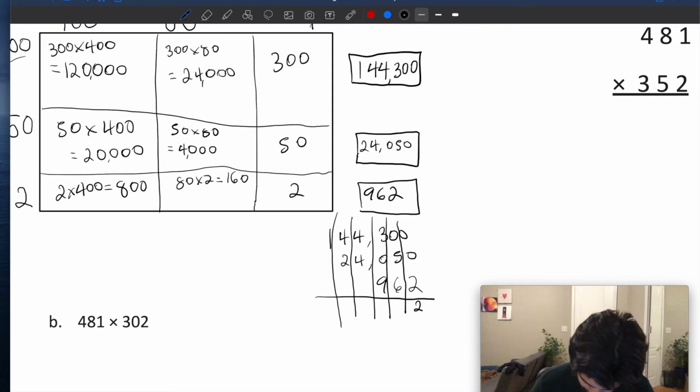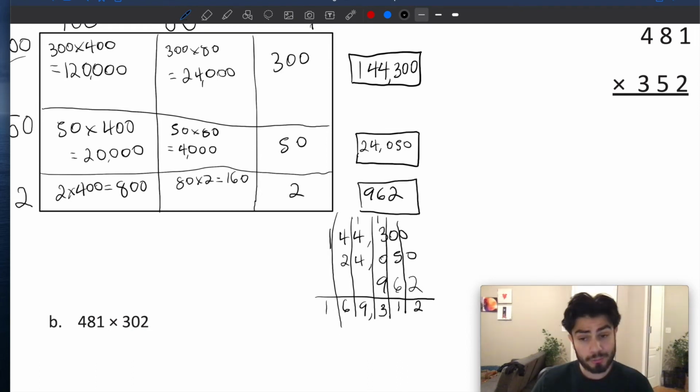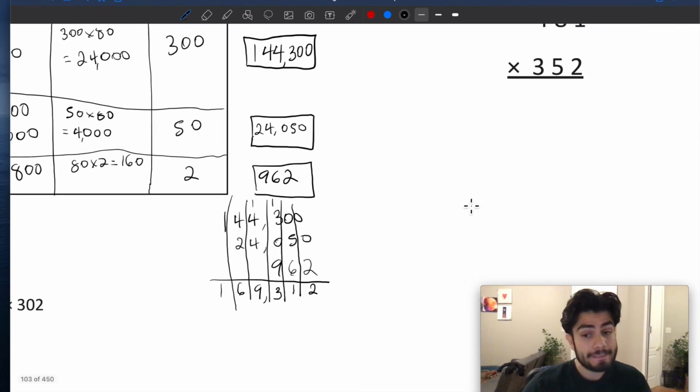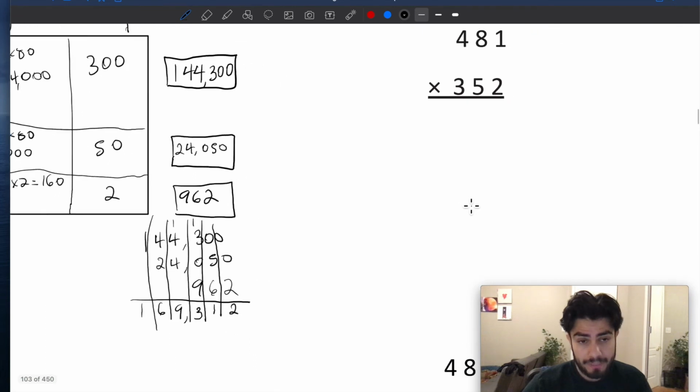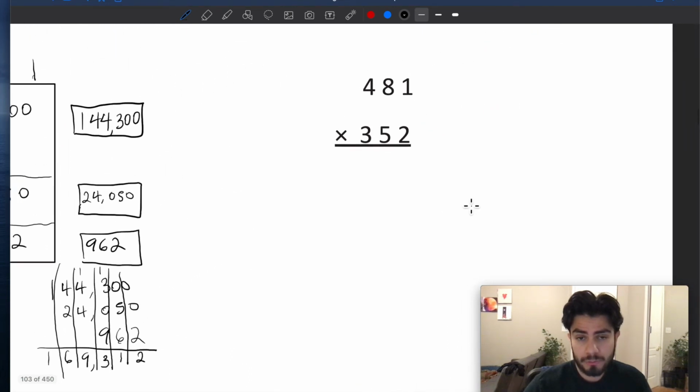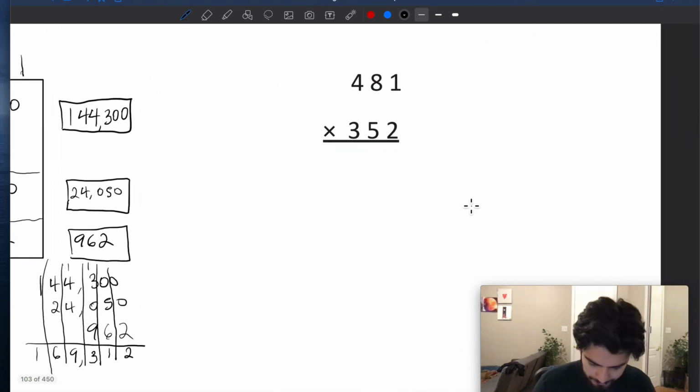Gonna get a 2 here. 5 plus 6 gives me an 11. Carry my 1. Here I'm gonna get 13. Carry my 1. Here I'm gonna get a 9. 4 plus 2, 6, the 1. There we go. So our total answer should be 169,312. It's a lot. Now, let's go on to our standard algorithm here.